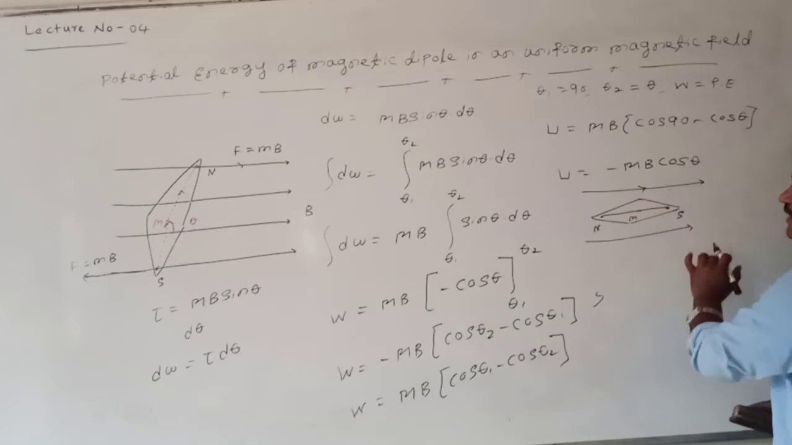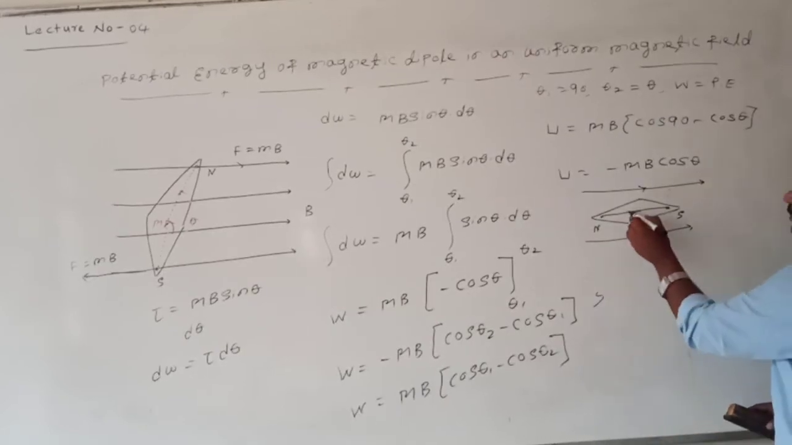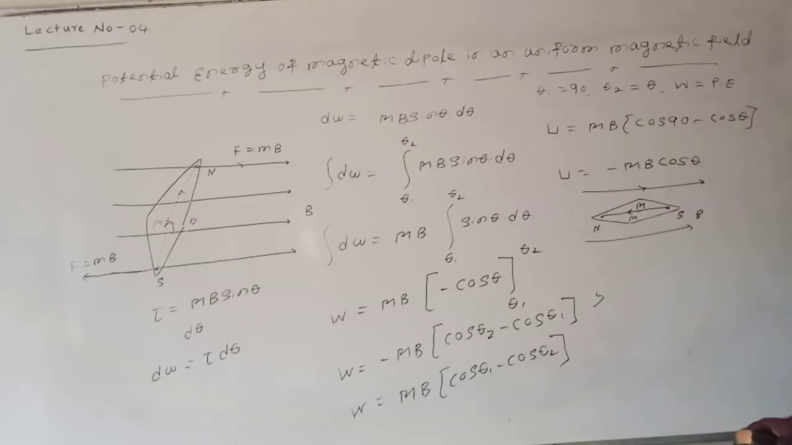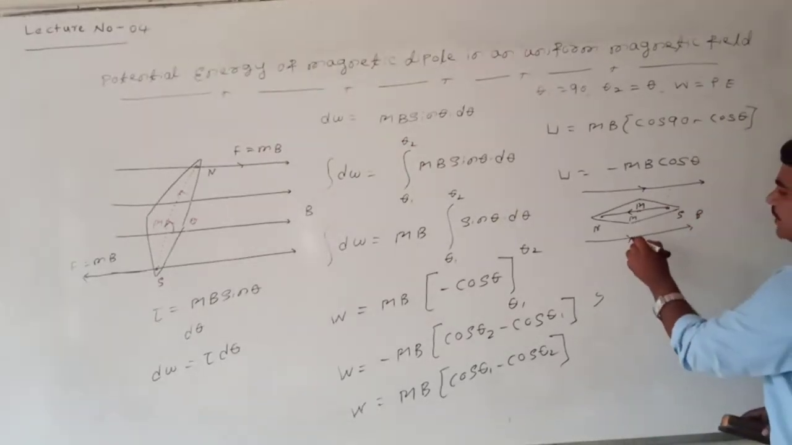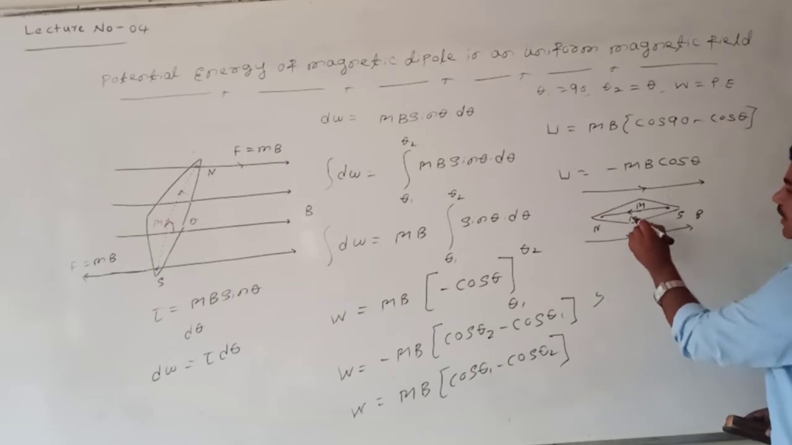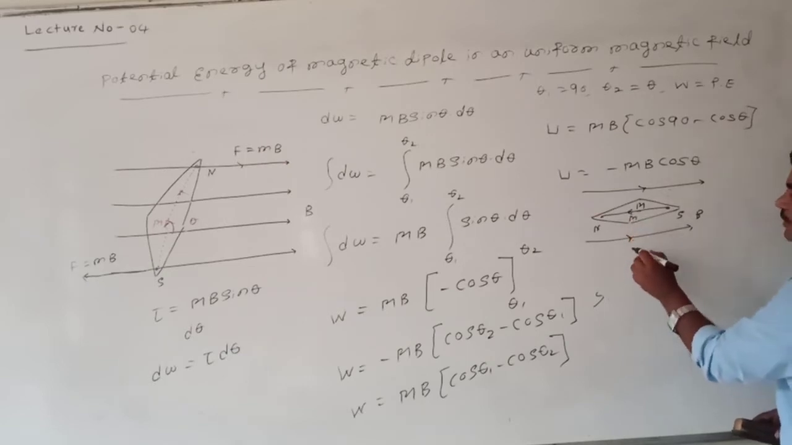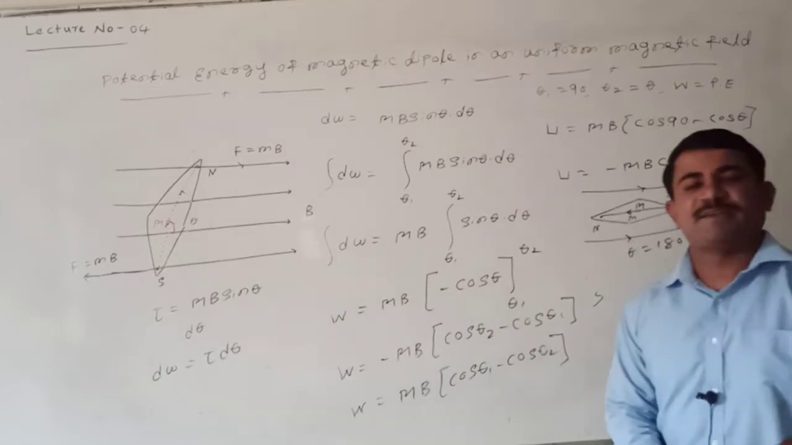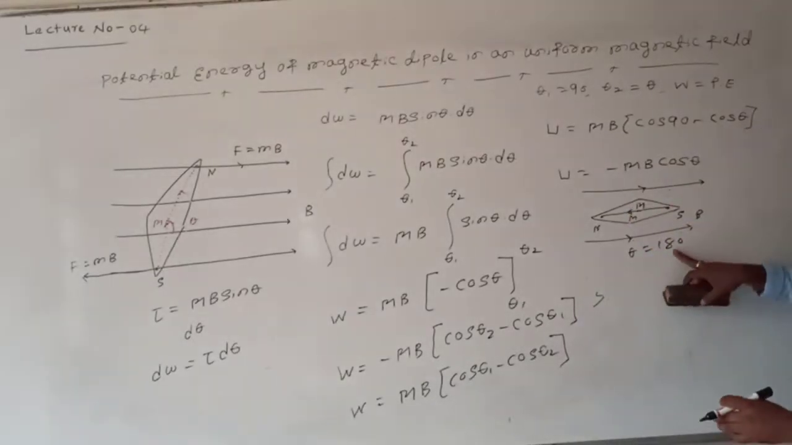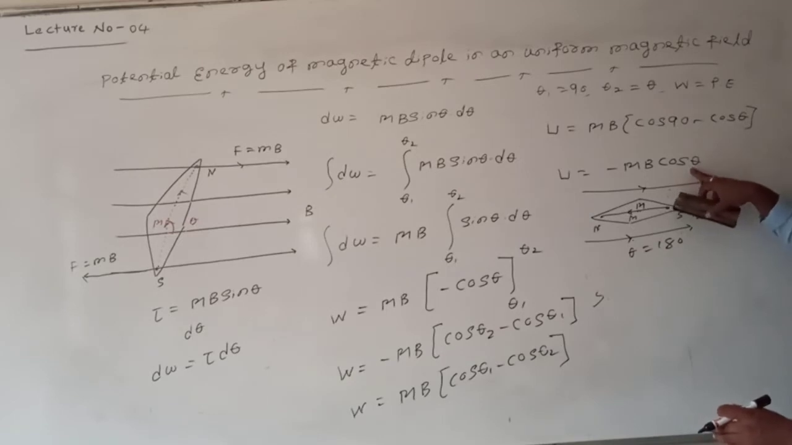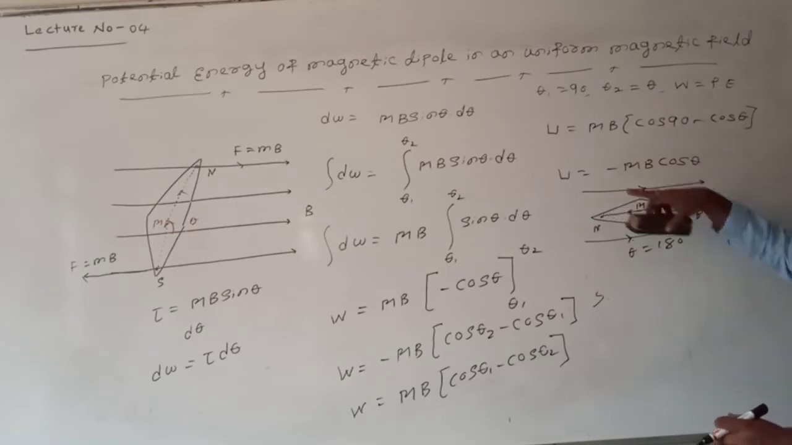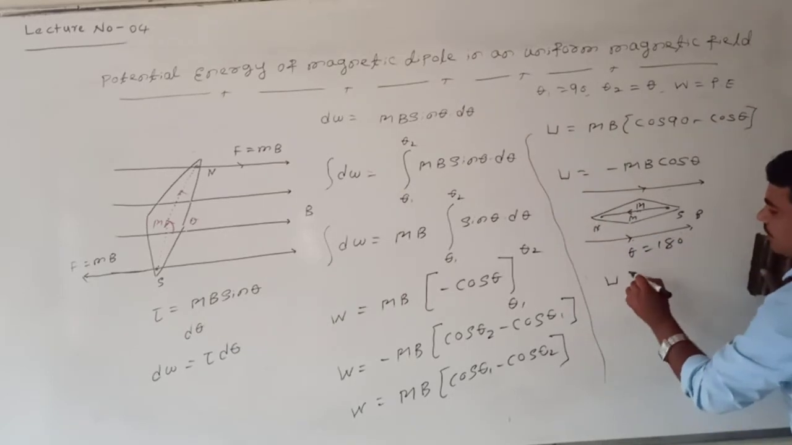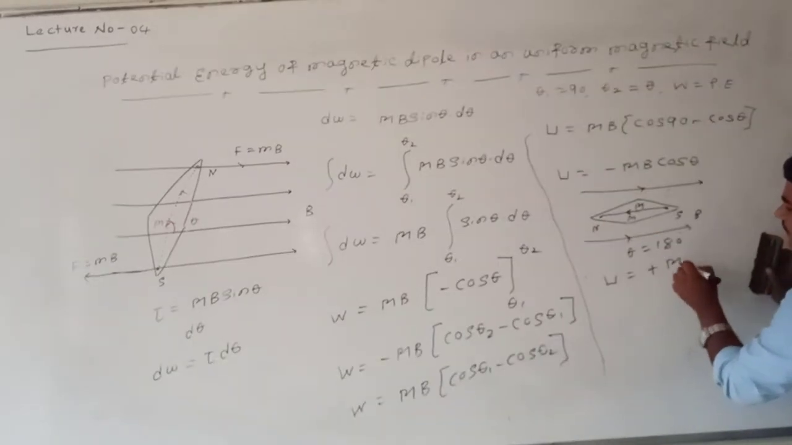Now in this case, what is the direction of the magnetic field lines? From south pole to north pole, represented by M, and the magnetic field is B. Now what is the direction of the magnetic field and the magnetic dipole? Both are in opposite directions. Then how much angle is available? Theta is equal to 180. Right? If theta is equal to 180 degree, cos 180 is minus 1, minus into minus becomes plus. Then what is the potential energy? Potential energy U is equal to plus M into B.